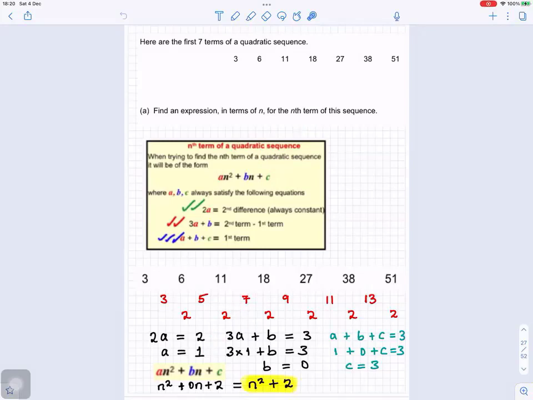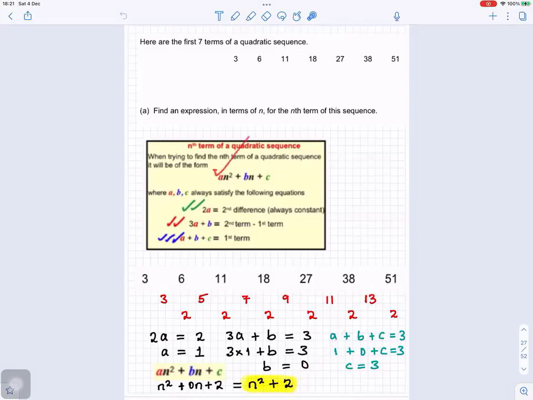B. We know 3a plus b is the second term minus the first. The second term is 6, the first is 3. So 3a plus b is equal to 3. We know a is 1. So 3 times 1 plus b is 3. So b would be 0. 3 minus 3 is 0. So we've got b is 0.